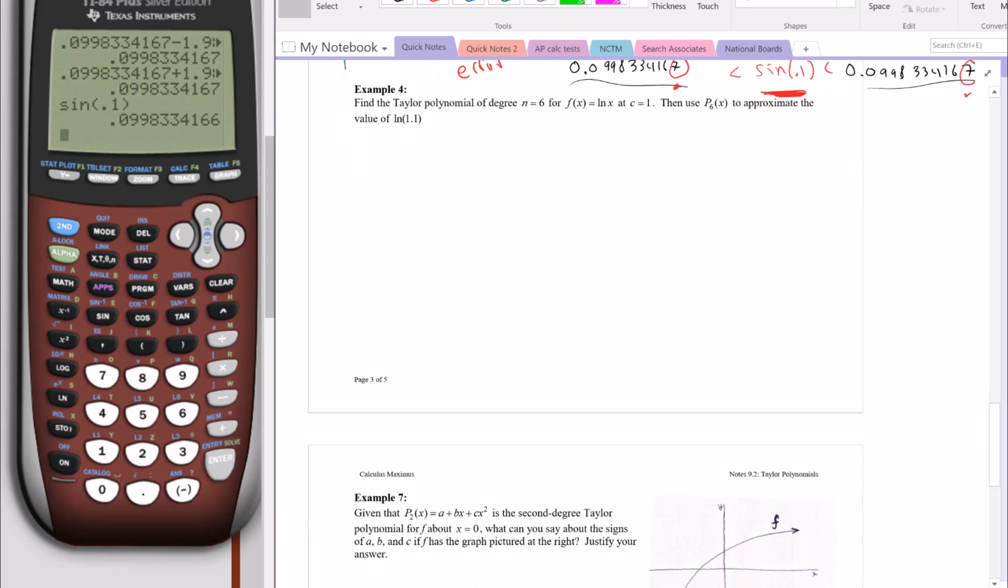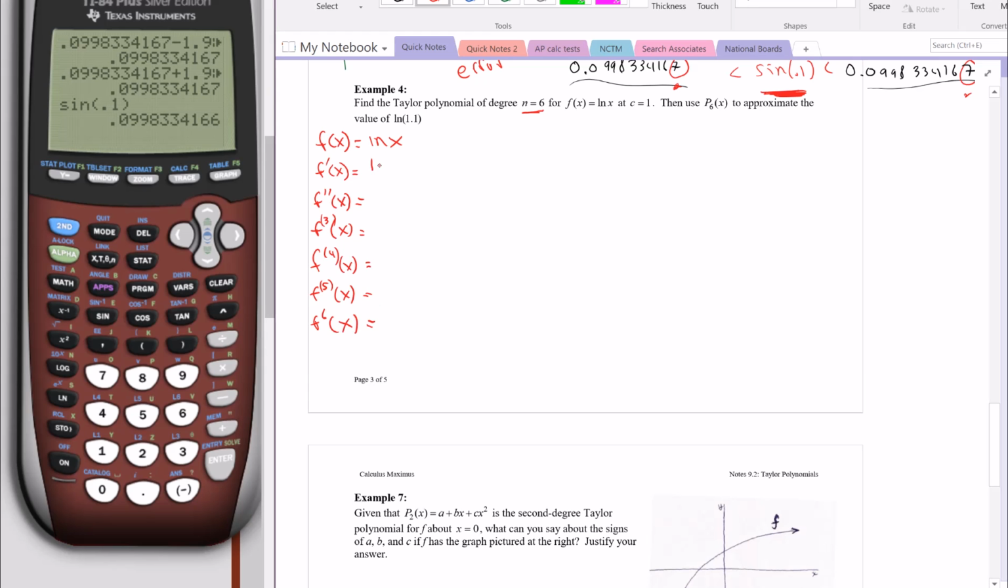We're going to find the Taylor polynomial, degree 6, for ln x. So basically what that means is we need the first 6 derivatives, right? So let's start over here. f of x is ln x. We're going to find f prime, and then keep going like that, right? The second derivative, the third derivative, the fourth derivative, all the way up to the sixth derivative.